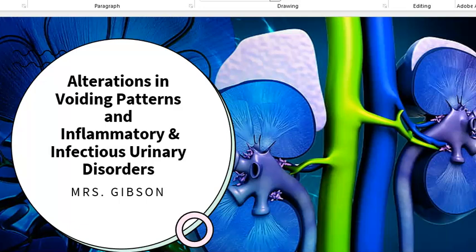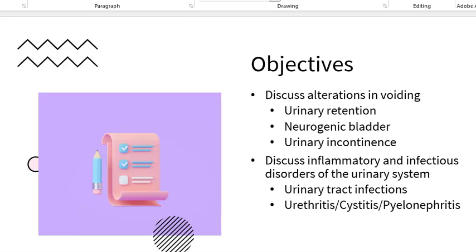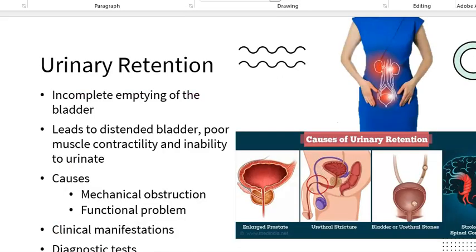So this is alterations in voiding patterns and inflammatory and infectious urinary disorders. So this just talks about some of the objectives. I'm not going to read that to you.